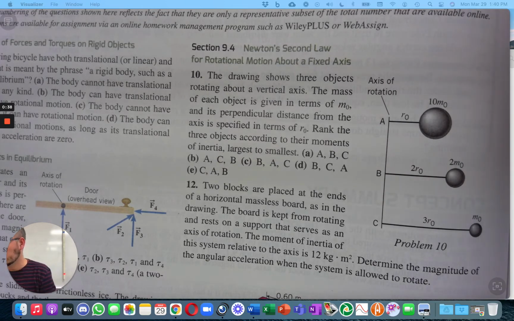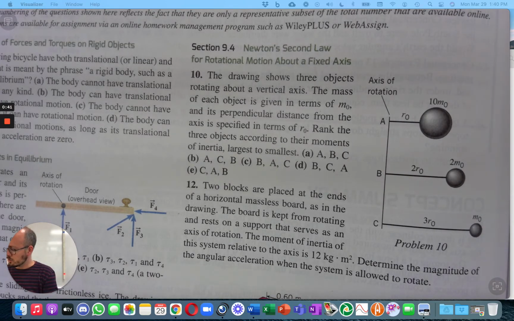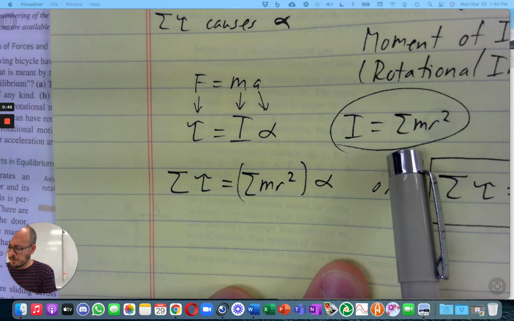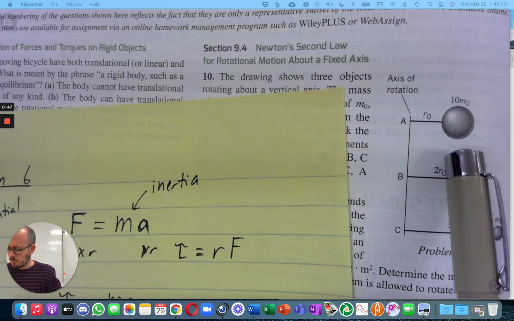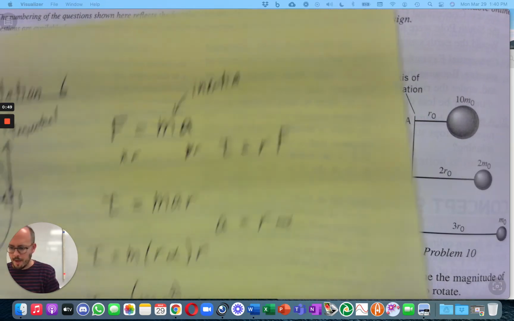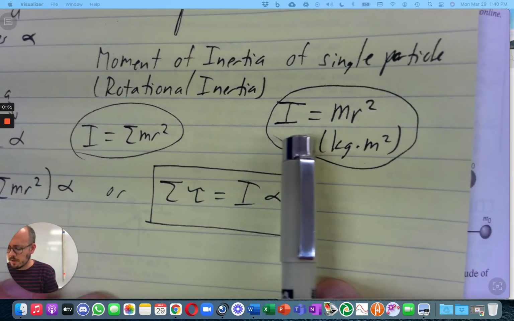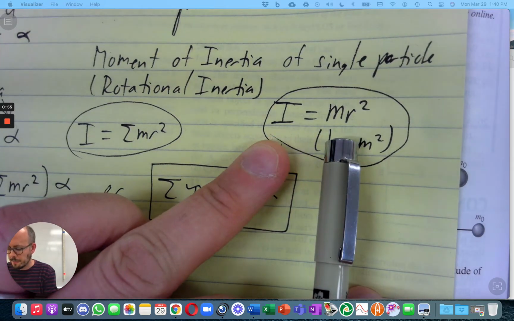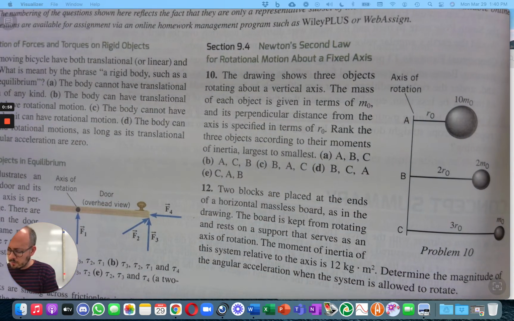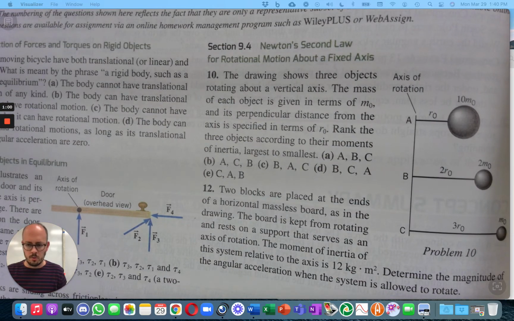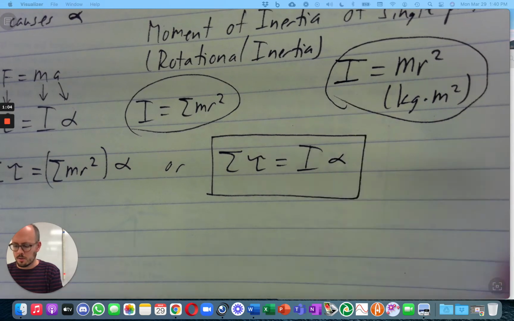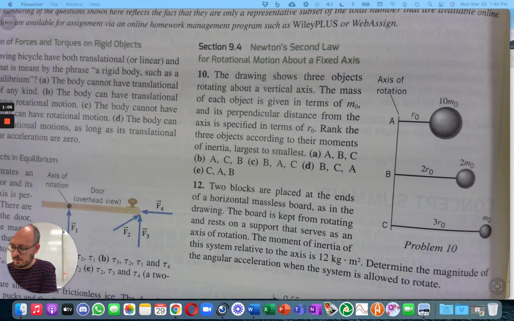Rank the three objects according to their moments of inertia. And so as far as moment of inertia goes, we had this equation from last time, but because we're talking about individual particles, which like a massive sphere is a particle, the moment of inertia is really just m times r squared. Your job here is to rank them, and this is like one of the only situations where you would actually use this equation. So let me just do that and you can see the results.